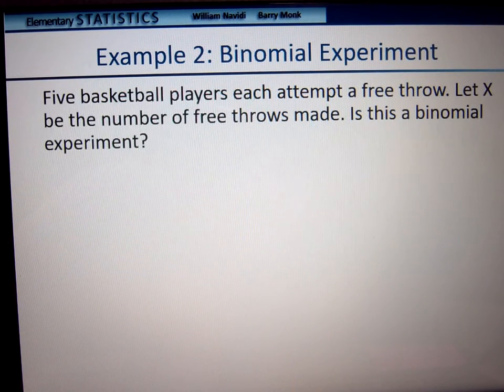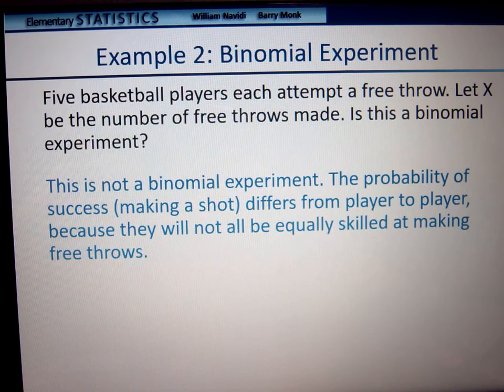All right, now let's say we have 5 basketball players. All of you know I have basketball players by now that stay with me. And let X be the number of free throws made. Is this a binomial distribution? As soon as I read this, I thought, these 5 basketball players don't all have the same probability of making a free throw. So immediately I thought, no. And it's not. The probability of making a shot differs from player to player, because they're not going to be equally skilled at making free throws. Although I think everybody should be able to make free throws because, after all, it's free points.